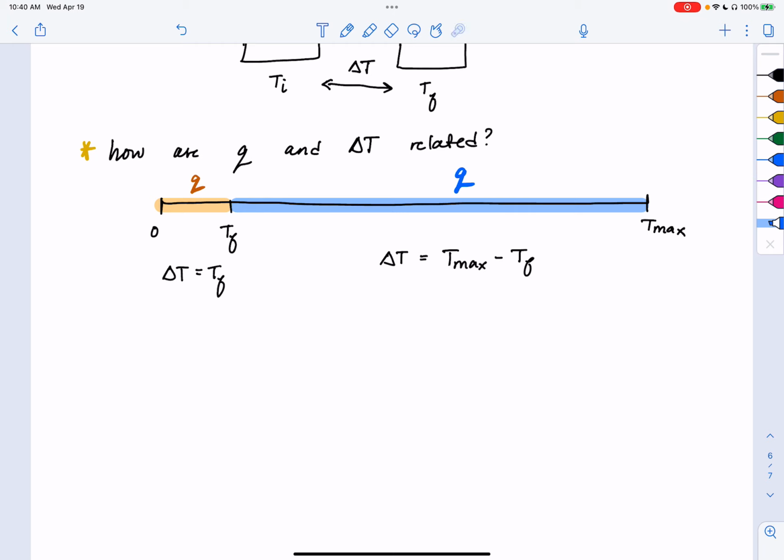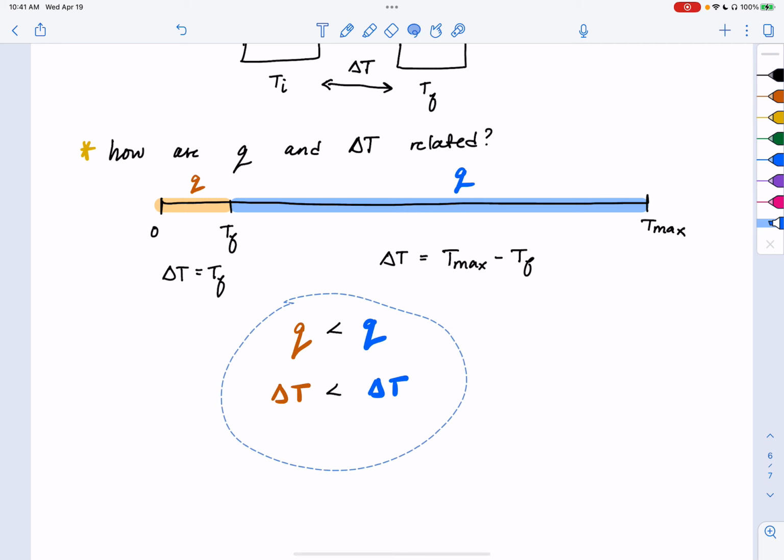Now, looking at these two differences in temperature, here in orange and here in blue, we see that the larger the difference in temperature, the larger the amount of heat or energy transfer is happening in our system as a result of that temperature change. So I could say the heat transfer Q that's happening in orange has got to be less than the heat transfer Q that's happening in blue, simply because the change in temperature happening here in orange is less than the change in temperature that's happening here in blue.